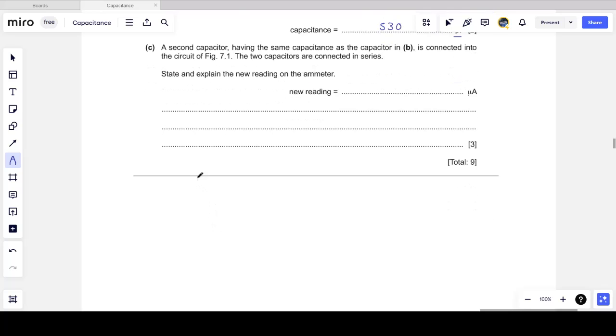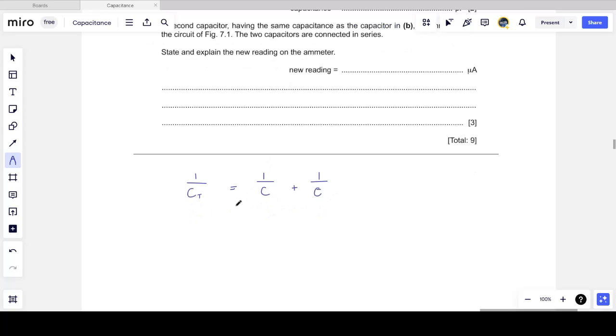So let me first have a look at some mathematics and see what I can tell about the new capacitance. Well, 1 over the new capacitance is 1 over C plus 1 over C. Remember, when capacitors are in series, this is how we find the equivalent capacitance. So what I find is the total capacitance, the new equivalent capacitance, is half the original capacitance. When we add capacitors in series, we reduce the equivalent capacitance.